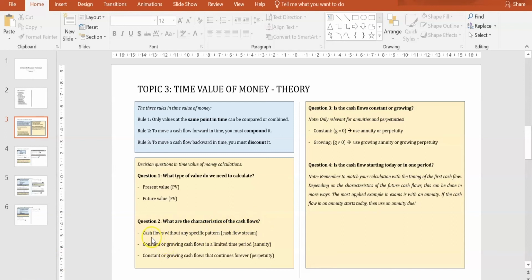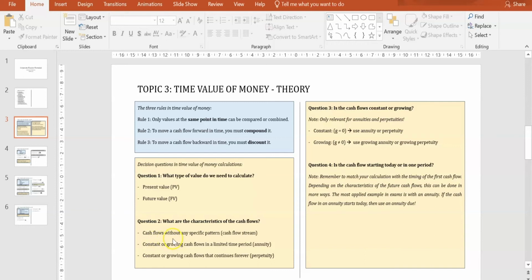The second alternative is the annuity. So the annuity is a constant or growing cash flow in a limited time period. And how can you distinguish this one from the cash flow stream? What you can do is, you can say, if the cash flow is constant in the whole period, it is easy to spot that it's an annuity. It could be, for example, that a person was saving up 1,000 kroner every month for 24 months. That would be an annuity.